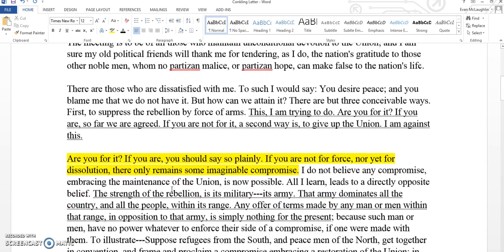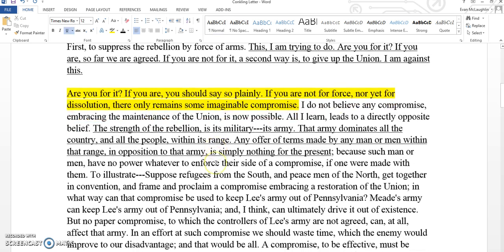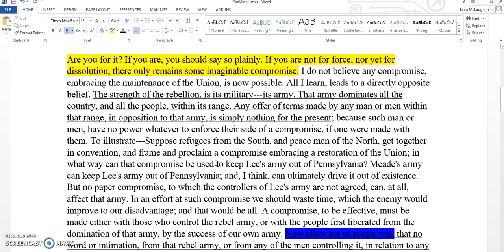As Lincoln talks about the future progress of the war, he's saying, look, we really have 3 options. We can give up the Union, which is something that Lincoln is never in favor of. He's saying, look, if you're trying to crush the rebellion by force of arms, hey, I'm for it. Let's do it. And he begins with the first example of prolepsis here.